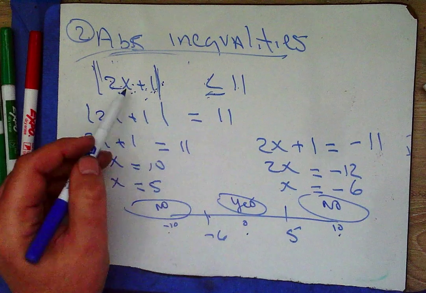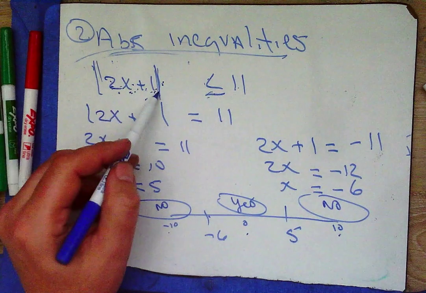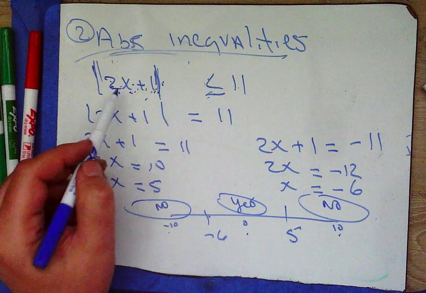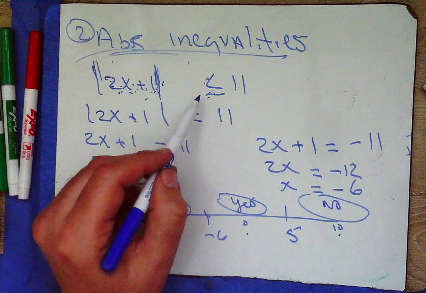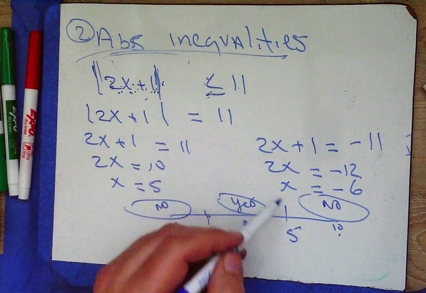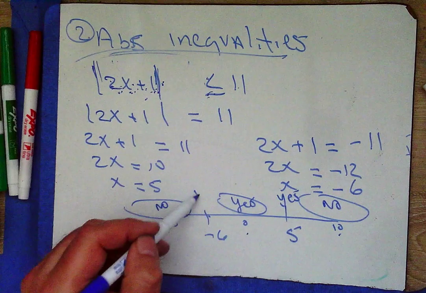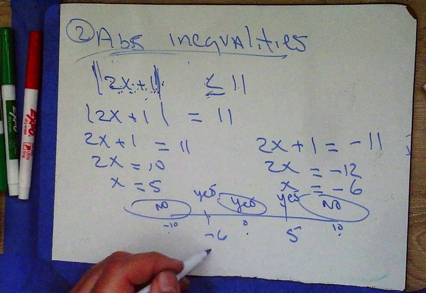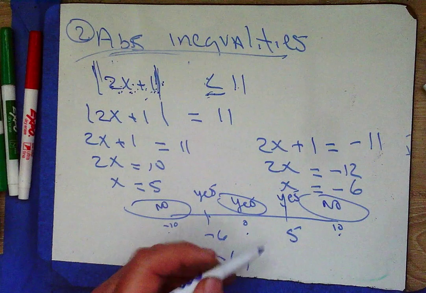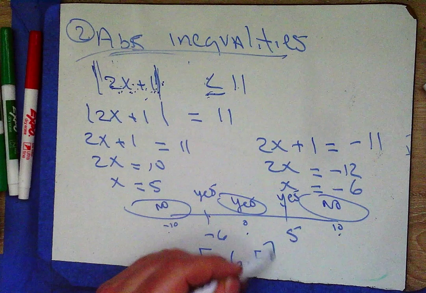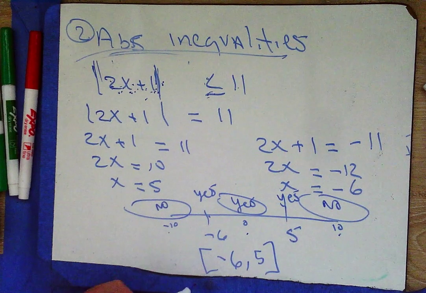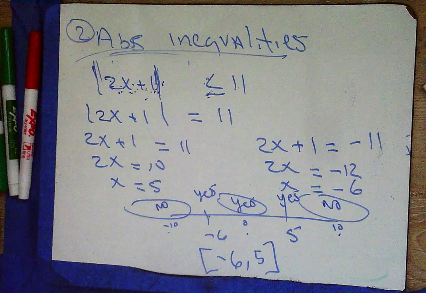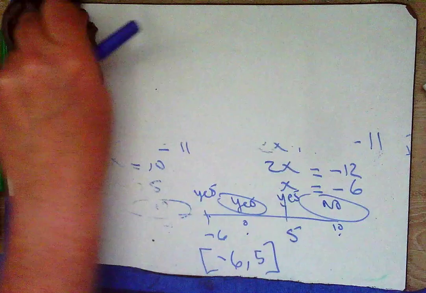And the points themselves? Well, if I plug in a 5, 10 plus 1 is 11. Absolute value of 11 is 11. Is 11 less than or equal to 11? Yes. And this is a yes as well. So my answer comes in this form. Okay? Okay. How about this one?